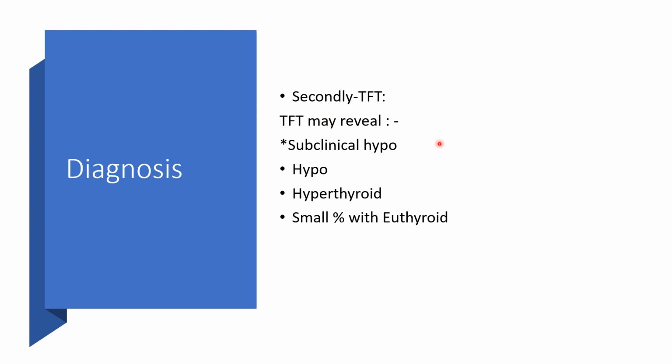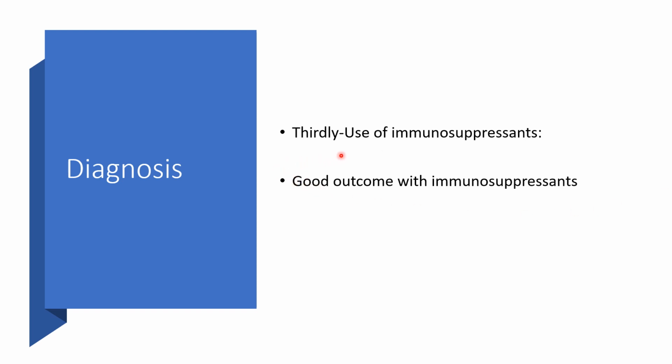Secondly, you do your thyroid function test. Here you can have subclinical hypothyroidism or overt hypothyroidism. It can even be hypothyroid, and a small percentage will be euthyroid. Thirdly, you can use immunosuppressants. If you administer your immunosuppressants and you get a good outcome, meaning your immunosuppressants are handling the autoimmune condition known as Hashimoto's thyroiditis, and the patient has improved, then you are done. Bravo, you are done.